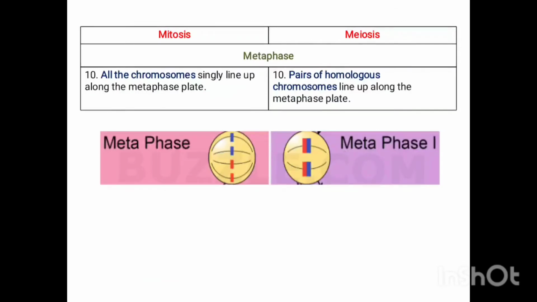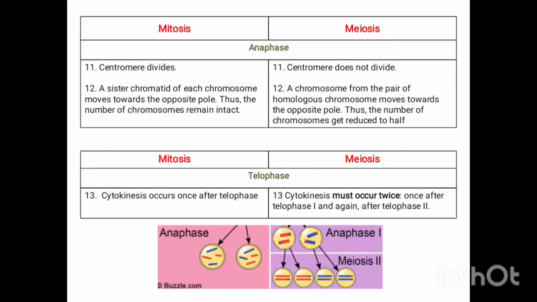Now, in the metaphase stage of mitosis, all the chromosomes will line up on the metaphase plate, whereas in case of meiosis all the pairs of homologous chromosomes will line up on the metaphase plate. Now in the anaphase stage of mitosis the centromere will divide, whereas in case of meiosis the centromere will not divide. And in case of mitosis, a sister chromatid of each chromosome will move towards the opposite pole.